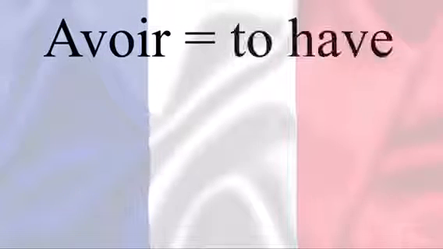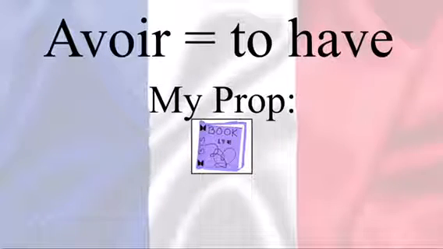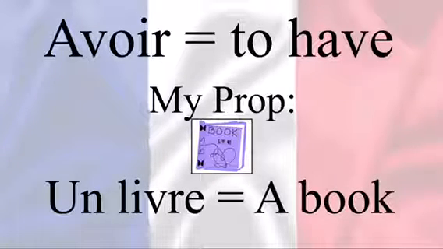Let's look at this example. Since avoir means to have, we need a prop. I'll be using a book as our prop. In French, a book translates to un livre. Now let's get started, and don't mind my stick figure drawings.